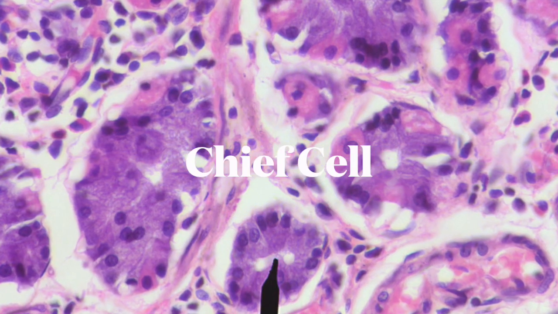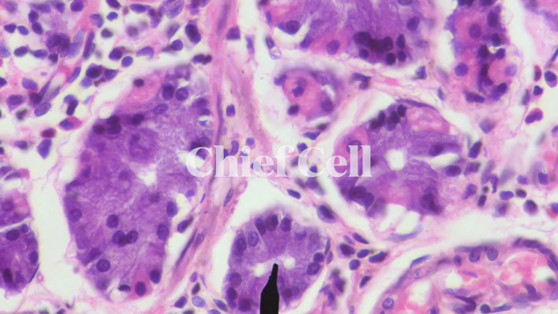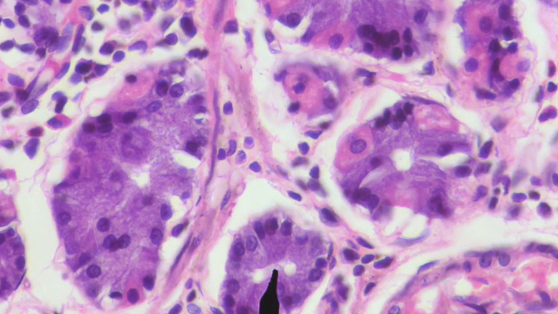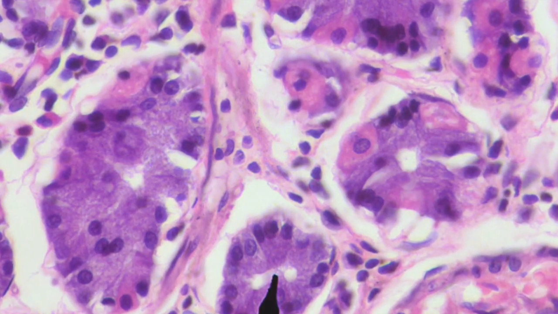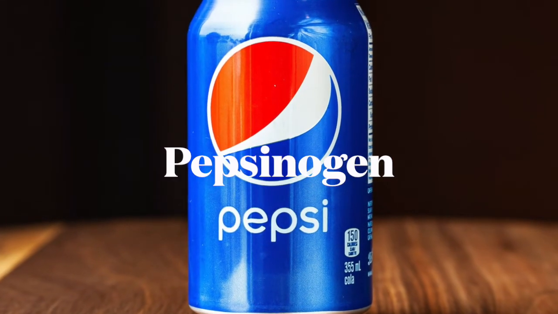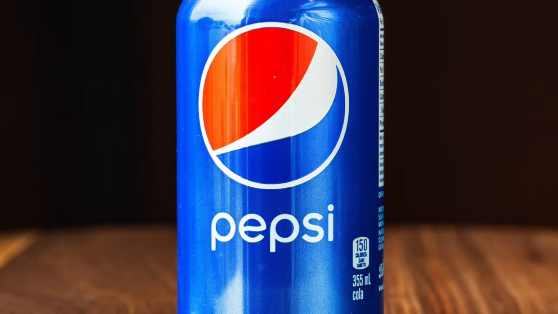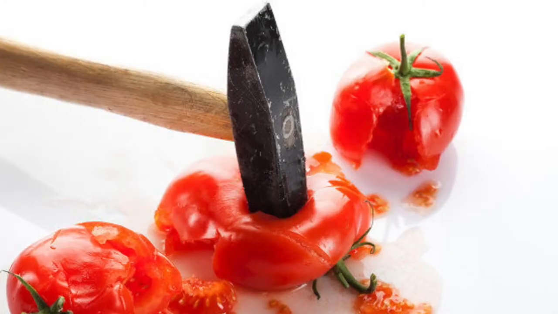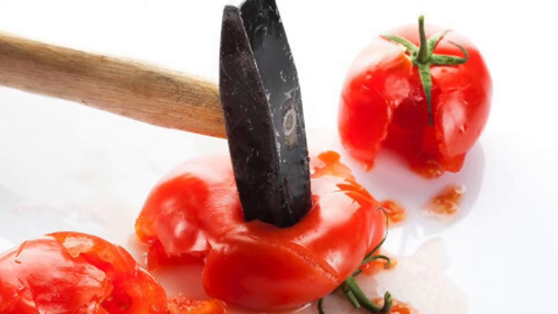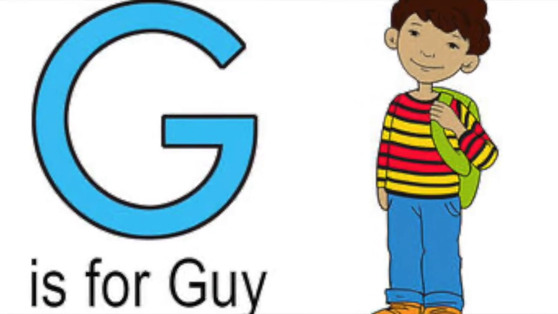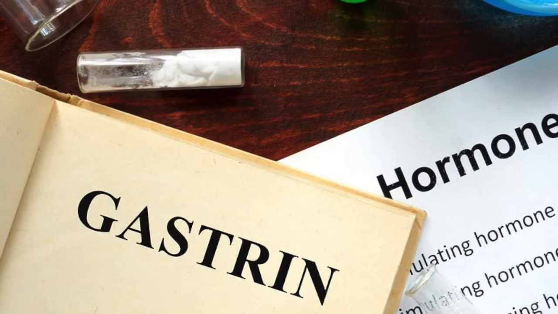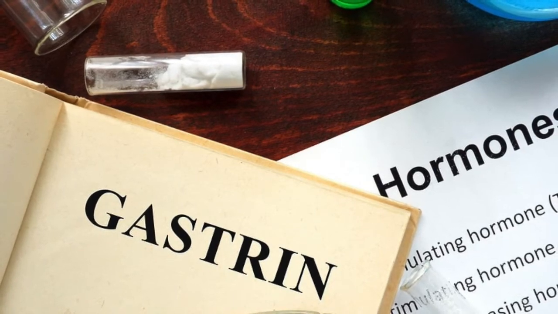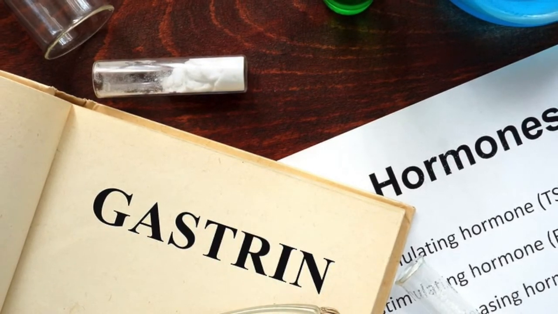The chief cell, this is very important. The chief cell is responsible for secreting the enzymes of the stomach. Two important enzymes that it releases are pepsinogen, which breaks down large proteins, and gastric lipase, which breaks down fats. So the chief cell is important in the breakdown of foodstuffs. Lastly, we have the G cell, which secretes the hormone gastrin. Gastrin is used to regulate the activities of the stomach in general. It does many things, indeed.